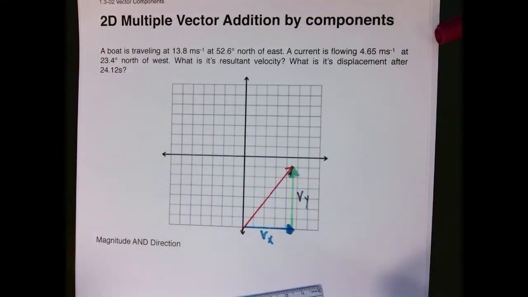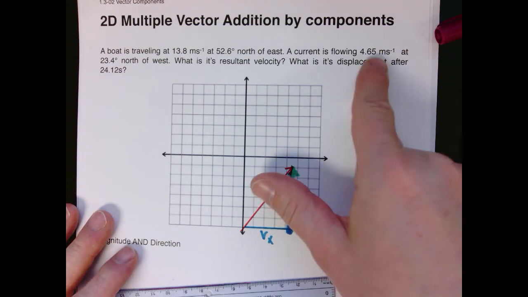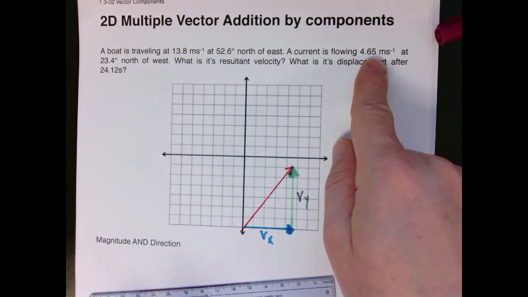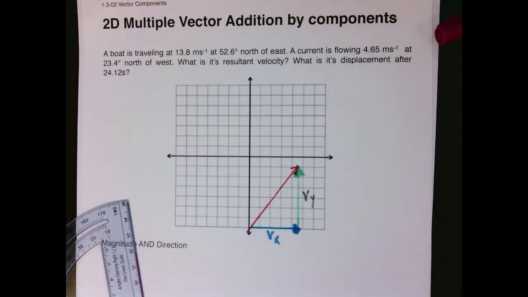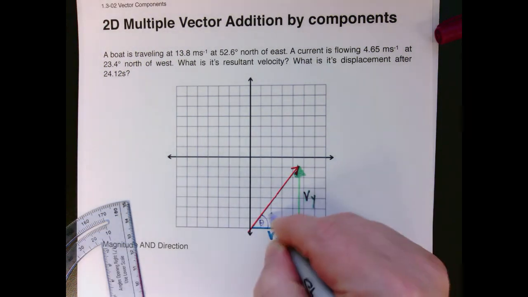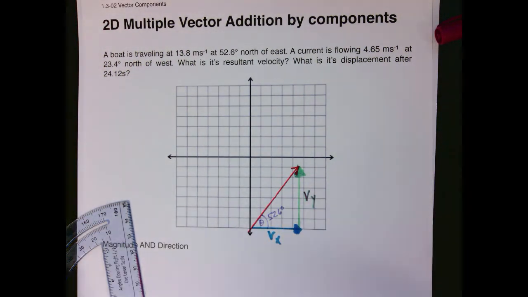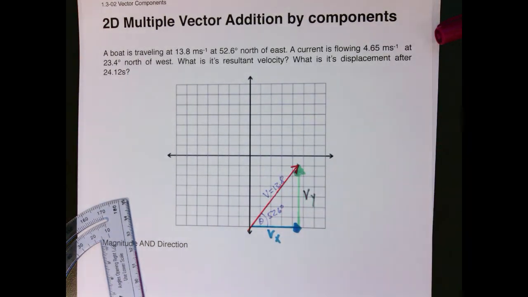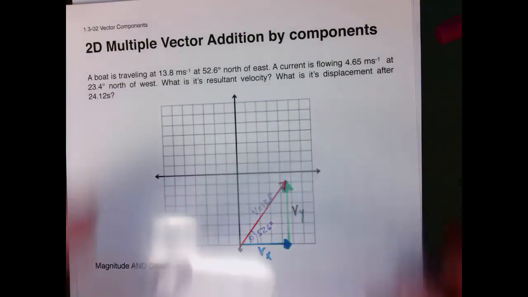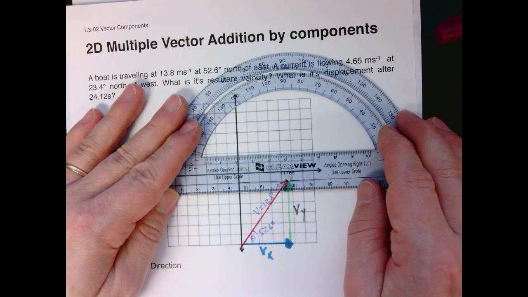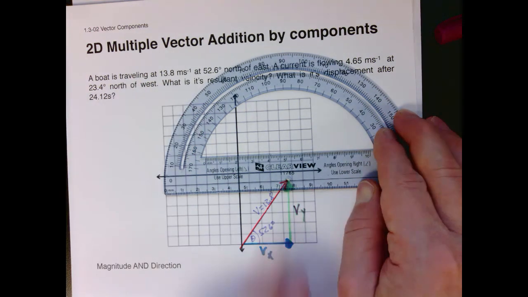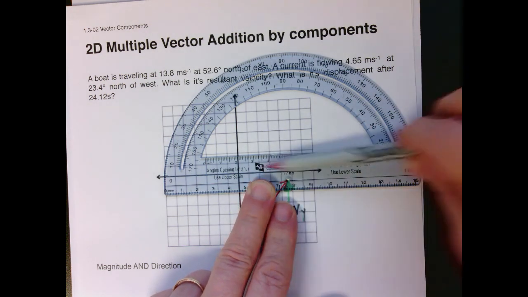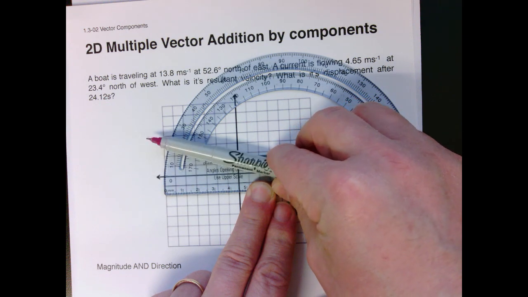But now, from an addition perspective, we have a current that's flowing at 4.65, so it's about a third as long, at 23.4 degrees north of west. Let me just put this angle in here so we have it. Theta is 52.6 degrees. And this was V at 13.8. So now we have a situation where, adding them graphically, I would go to the end and I would look for 23.4 degrees north of west. So here's west, and 23.4 would be in this direction.